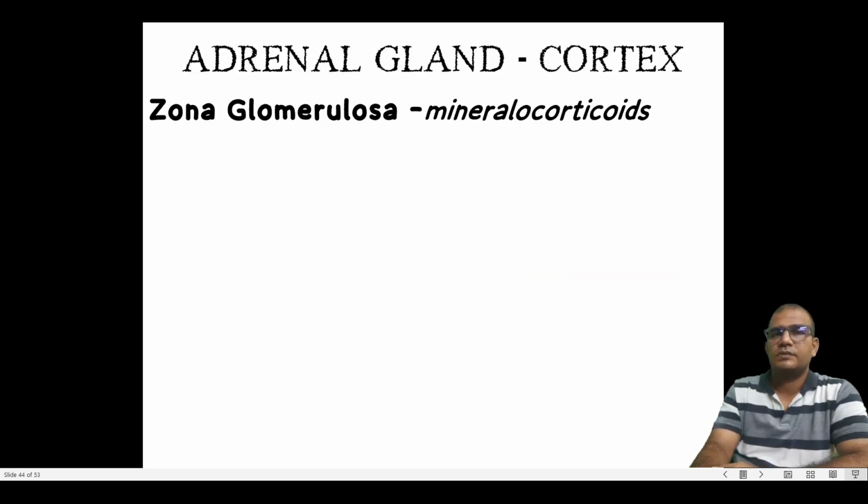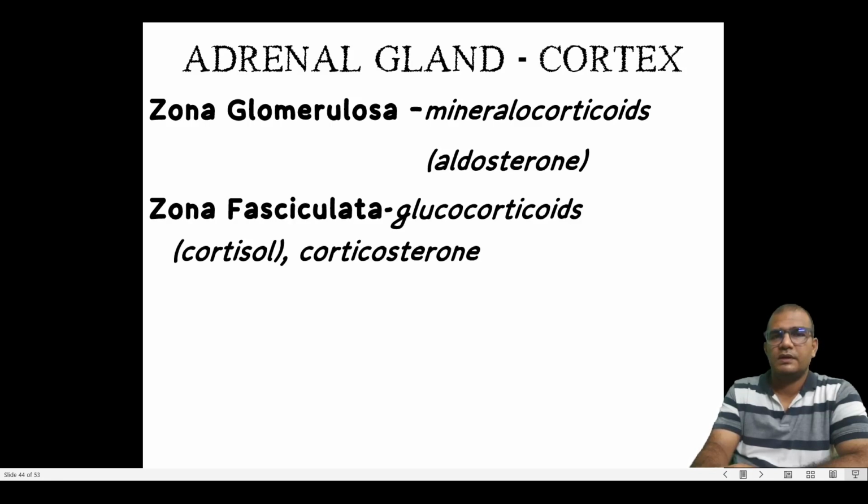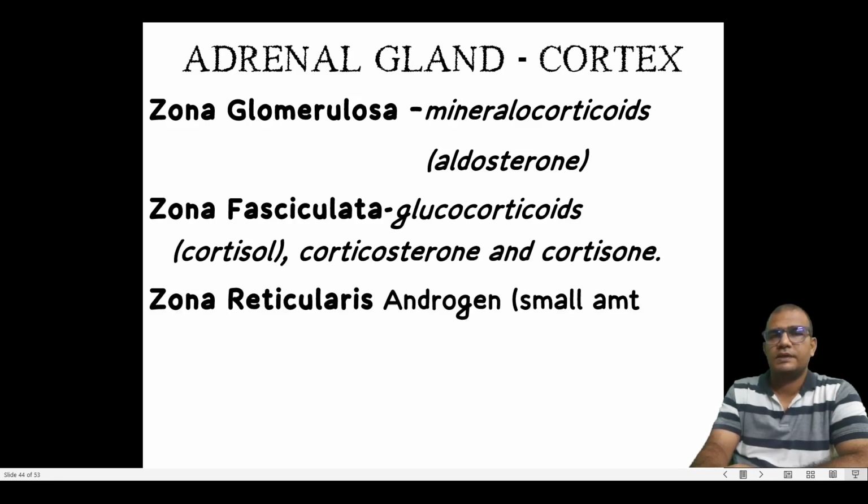What are the secretions of the zona glomerulosa? These are mineralocorticoids, it is aldosterone. Zona fasciculata secretes glucocorticoids, and zona reticularis secretes a small amount of androgens and glucocorticoids again. So zona glomerulosa, mineralocorticoids; zona fasciculata, glucocorticoids; and zona reticularis, sex steroids or androgens in small amounts.